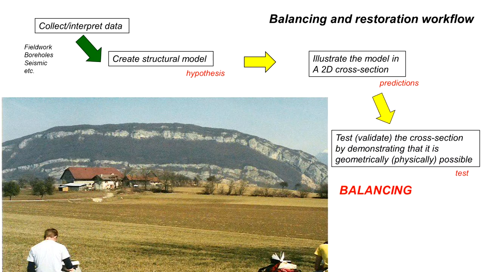So what section balancing does is test the geometries we see in our two-dimensional cross-section and demonstrate that these are geometrically, in other words, physically possible, to show that they are restorable. Some people would refer to this approach as validating the cross-section and therefore the structural model that lies behind it. So what do we mean by balancing?